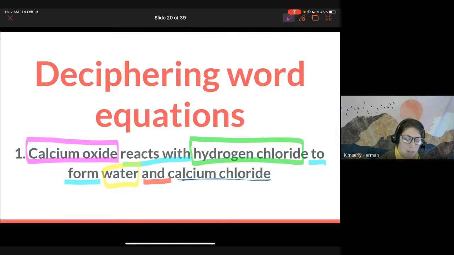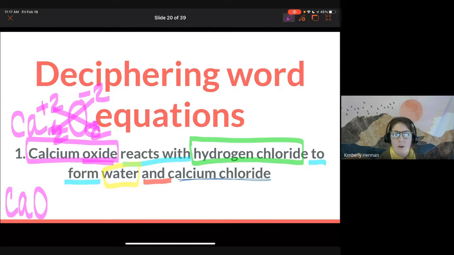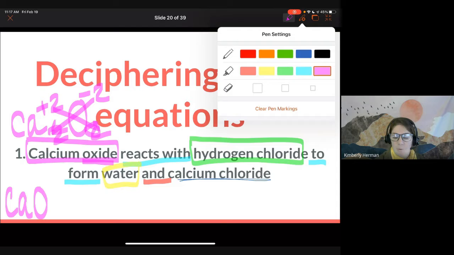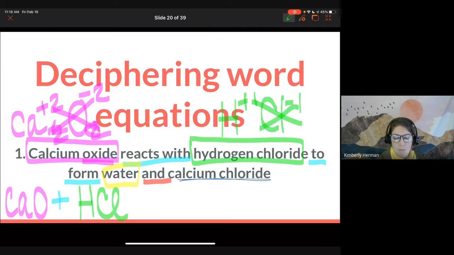So calcium oxide. We know calcium is Ca. It's in group 2, so we need a +2 for it. Then oxide is O. It's in group 16, so that's a -2. So cross it over. We'll see that our 2 and 2 will simplify, so we're going to have Ca and O. So CaO is calcium oxide. It says reacts with, so that's going to represent our plus. Hydrogen chloride: hydrogen is H, that's a +1. Chloride is a -1. We're going to cross it over. So we get HCl.